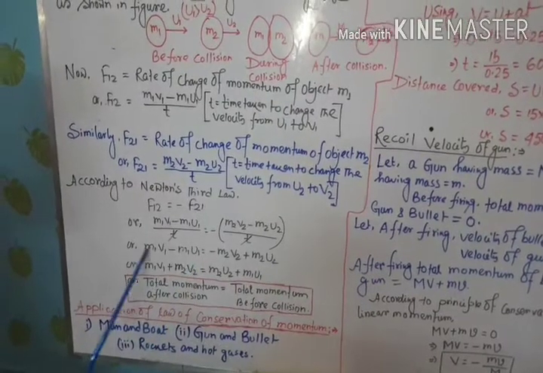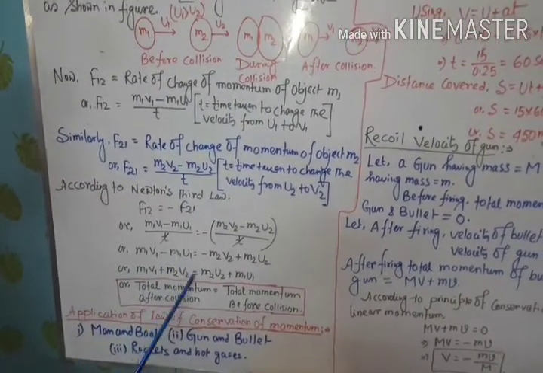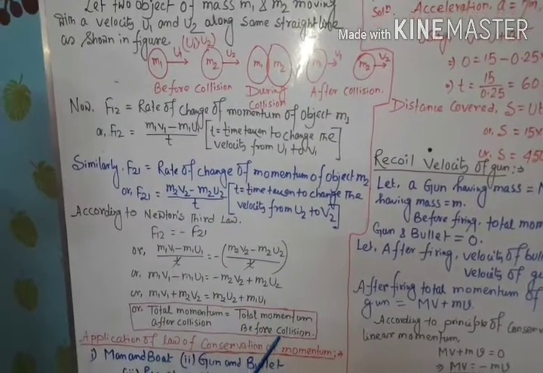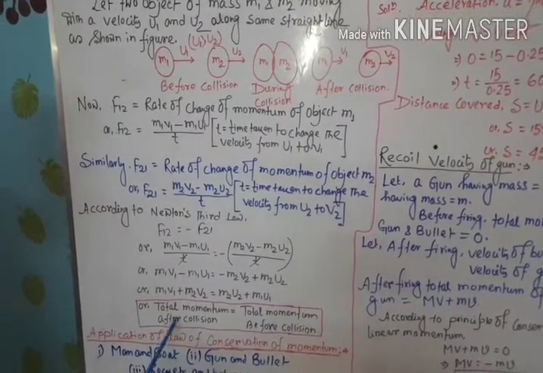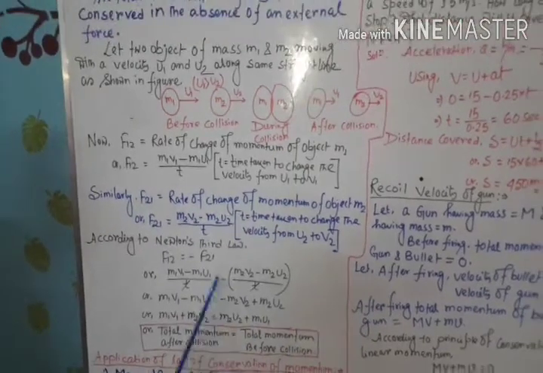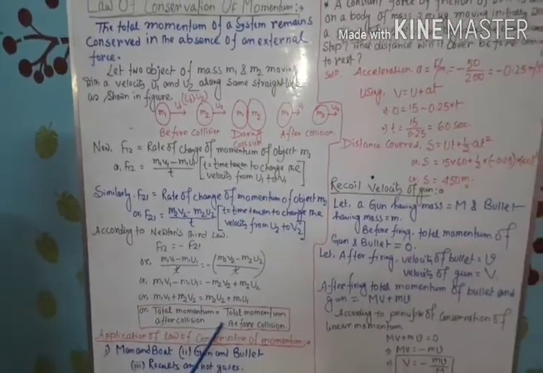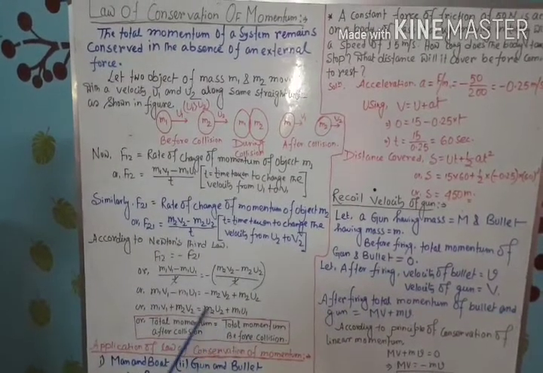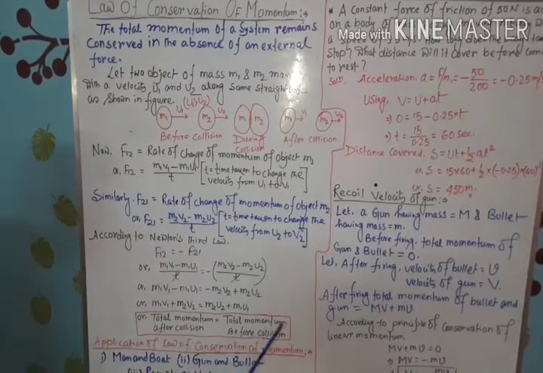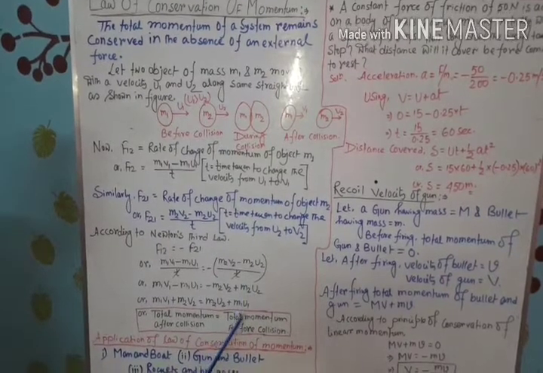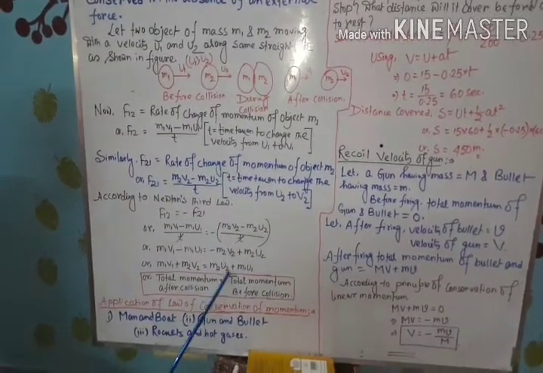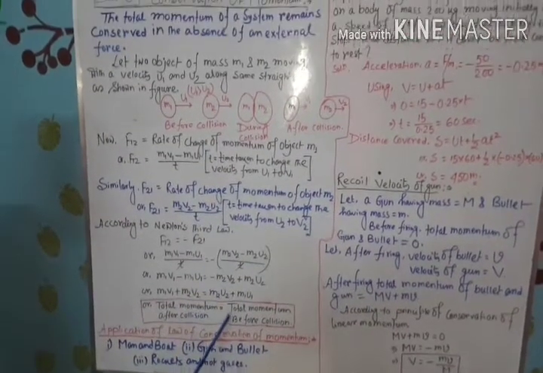This represents the total momentum after collision. This represents the total momentum before collision. So according to the principle of conservation of linear momentum, in the case of collisions, the total linear momentum of the system before collision is equal to the total linear momentum of the system after collision, and this is known as the law of conservation of momentum.